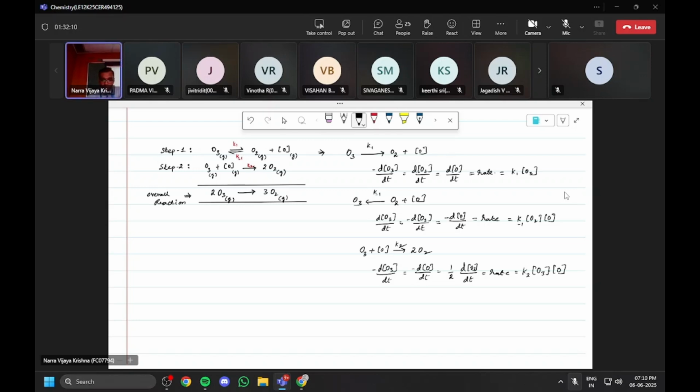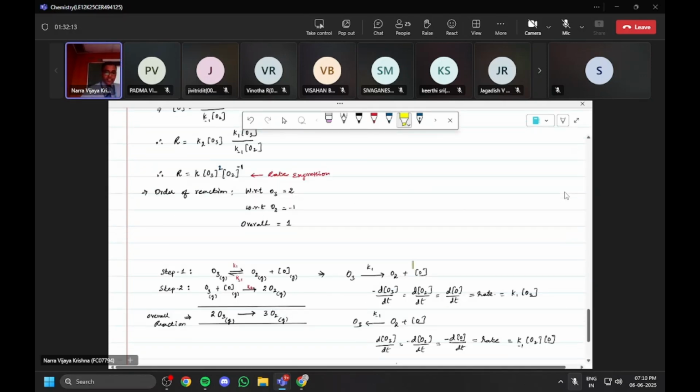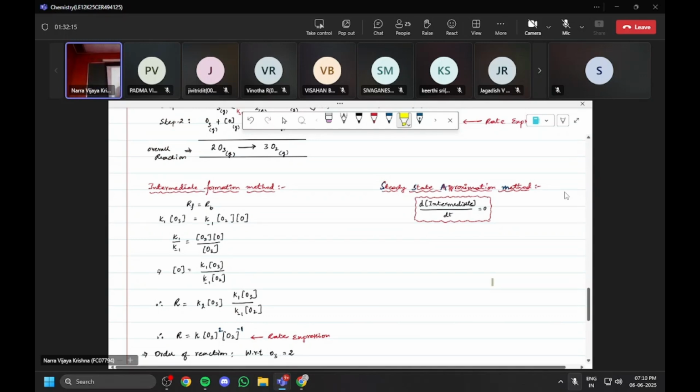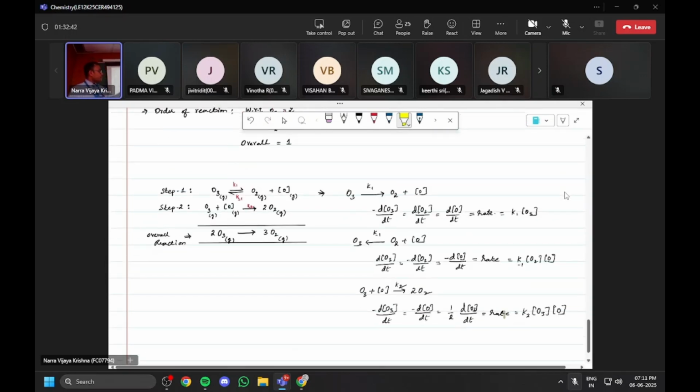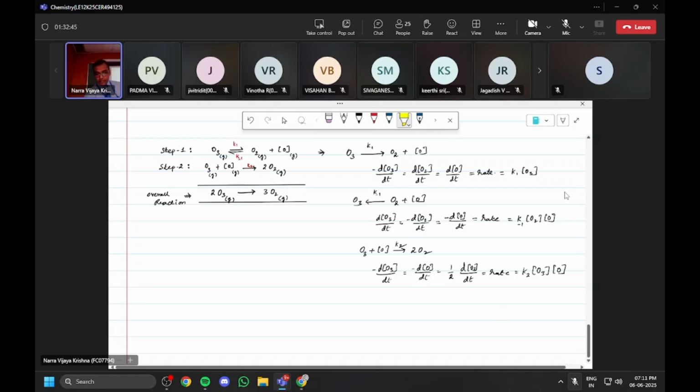Correct, sir? Now, in steady state approximation, what do we have to write? d[intermediate]/dt must be taken as 0. Correct? Net change in concentration of intermediate must be equal to 0. Net change in concentration of intermediate means changes in all steps. If I add them, then I will get the net change in concentration. Correct? What is the intermediate here? Nascent oxygen. Means this.